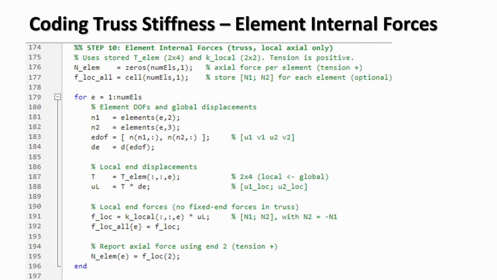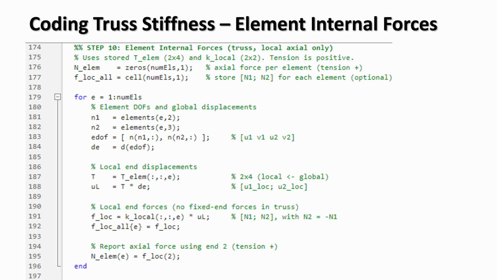We'll begin by preparing containers to store the results. N_LM stores a single axial force per element, and F_local_all stores the local end forces for each member. For each element, we carry out the following steps. Extract the element degrees of freedom: identify the global degrees of freedom associated with the start and end nodes using the degree of freedom mapping matrix N. This gives us the element degree of freedom vector corresponding to U1, V1, U2, V2.